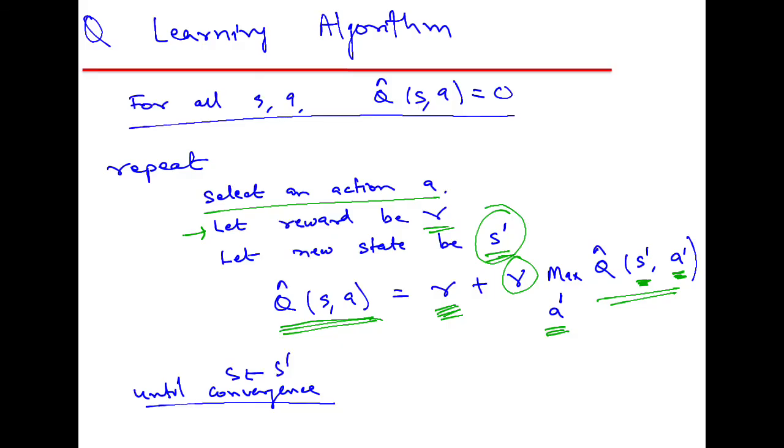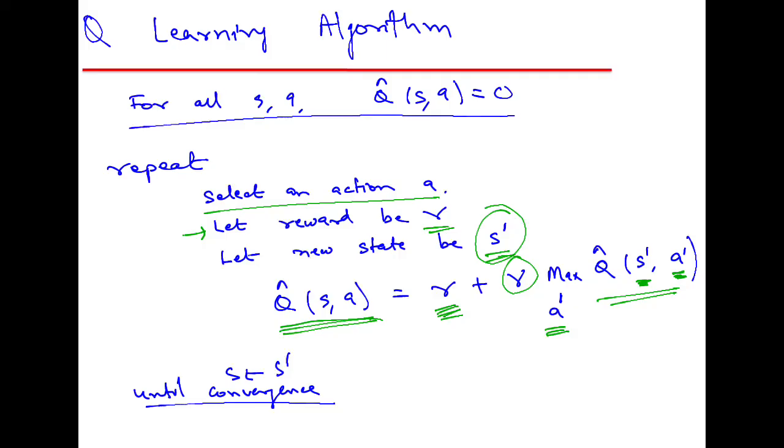Now it turns out I have not told you how to take an action A. But if you can pick this action A in a way that at every state you will pick every action infinitely often. So for example, first time I come to state 1, I pick action 1. Next time I come to state 1, I take action 2. So I just do actions in a round robin manner.